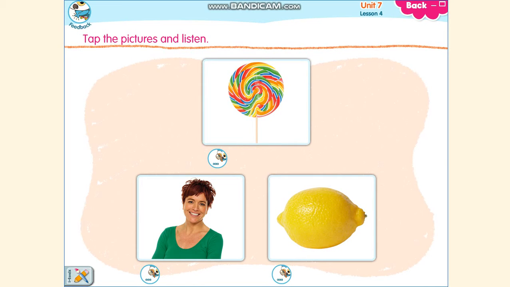L, l, l, lollipop. L, l, l, lady. L, l, l, lemon.